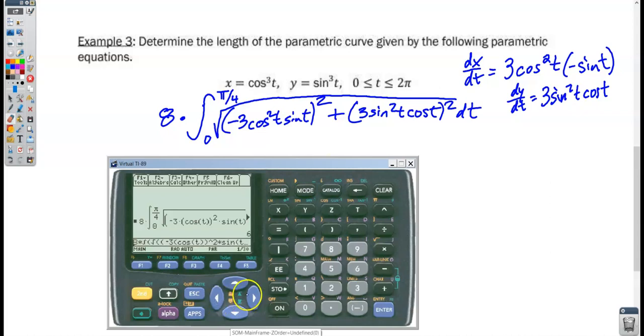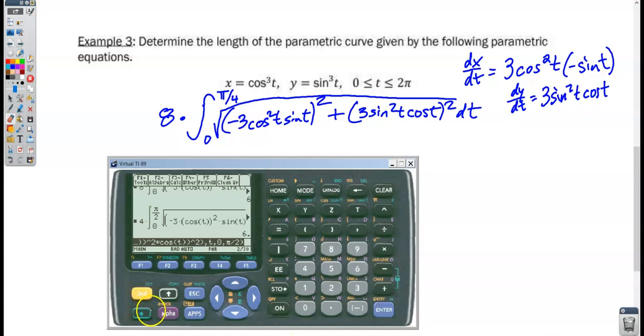We could also have tried to find this as 4 times the length of each of the pieces, which would have made this 4 times the integral from 0 to pi over 2. Let's see if my calculator will do this one. Also gets 6, so that worked out.